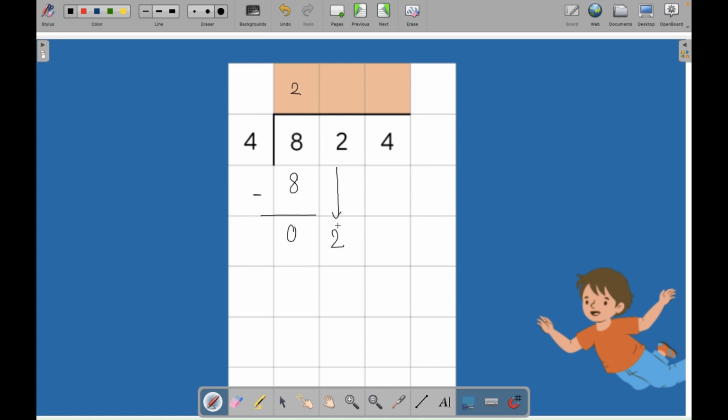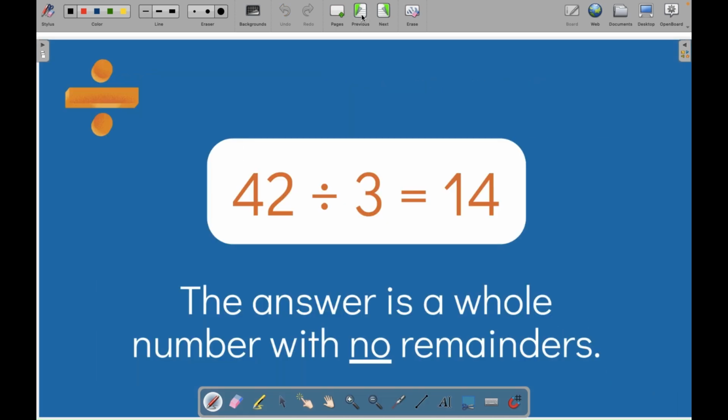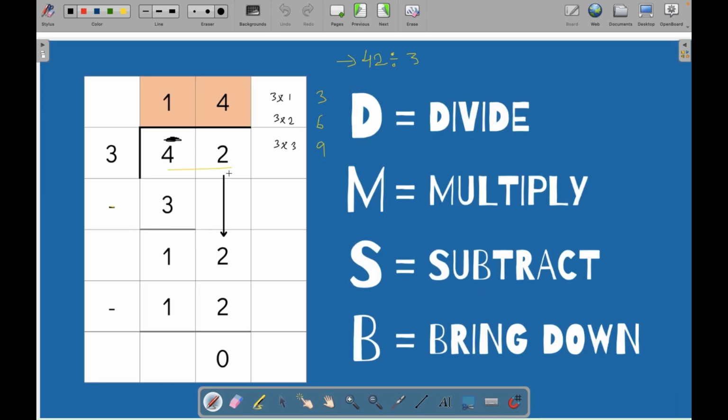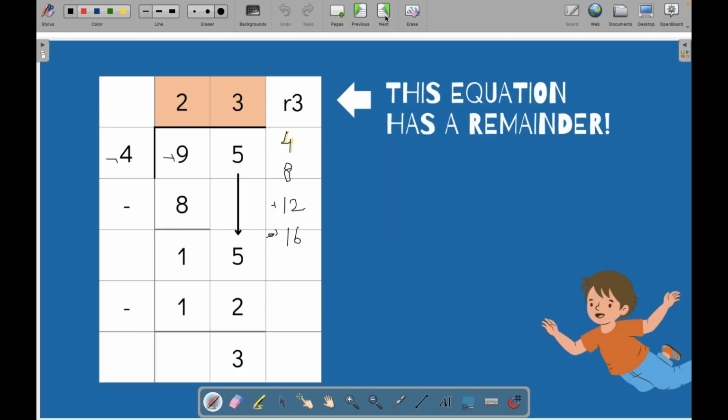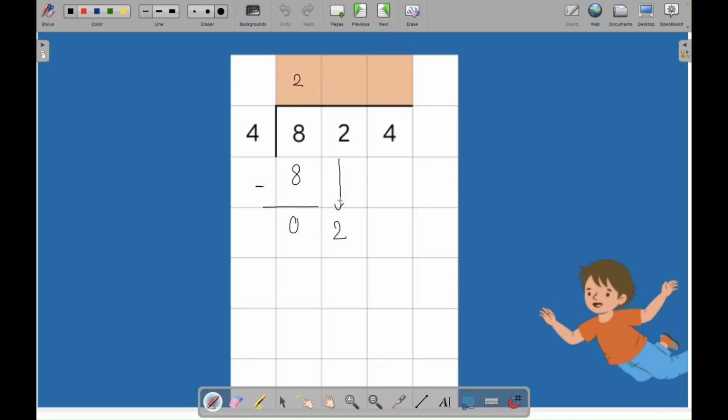Now we have 2, right? Still, previously for most of the cases or all the cases, we have seen that when we brought down this number, this number became larger than the divisor. But here the case is different. If I bring this 2 down, this is still smaller than the divisor. Right? So there are two ways to handle this. The first way is we can also multiply 4 with 0.